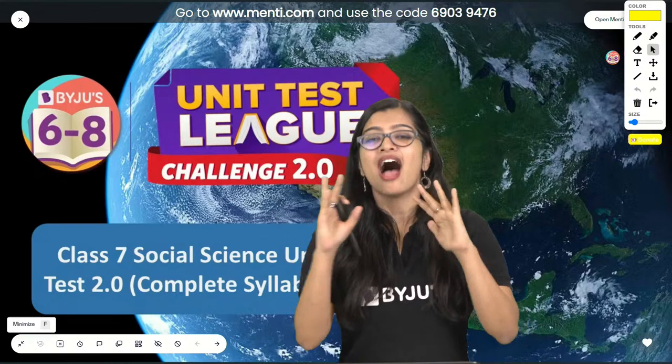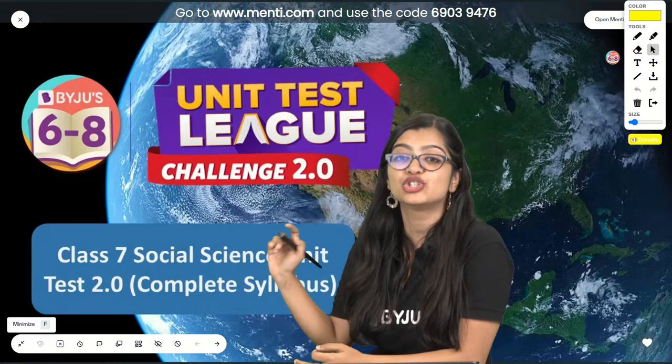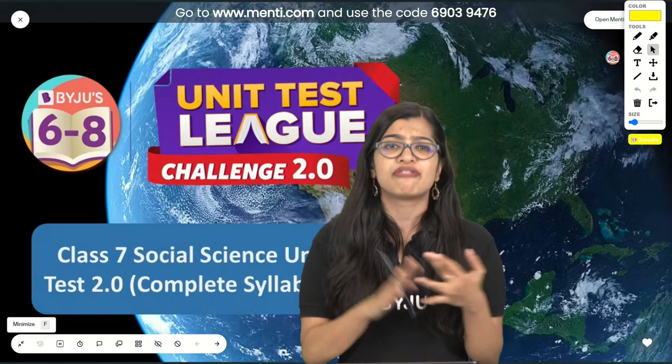Madam. I'm Aishwarya, and in our class today, as a part of our Unit Test League 2.0, we are going to be having the Class 7 Social Sciences Unit Test for all my amazing students out there. So today we are going to be having a total of 15 questions, where 5 are going to be from History, 5 are going to be from Civics, and 5 are going to be from Geography.